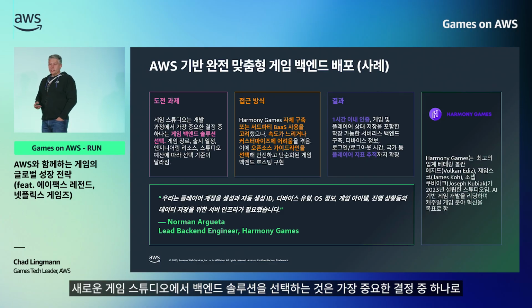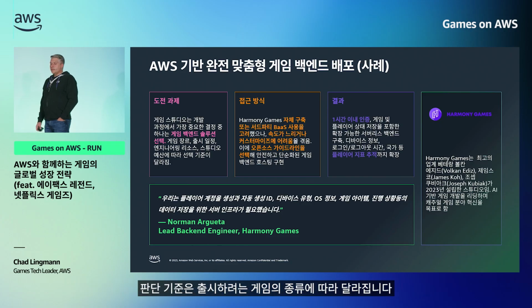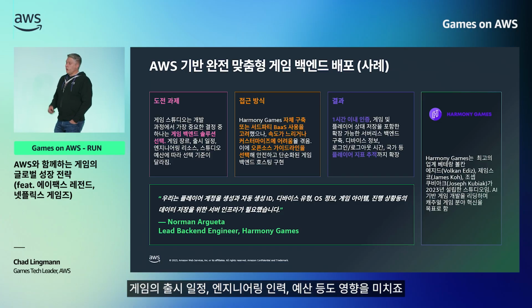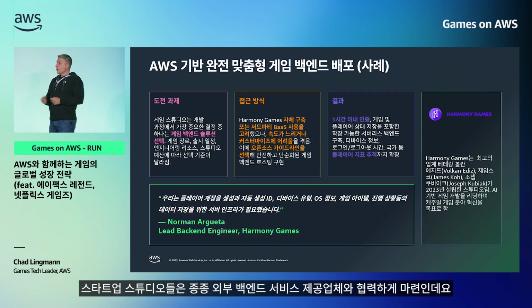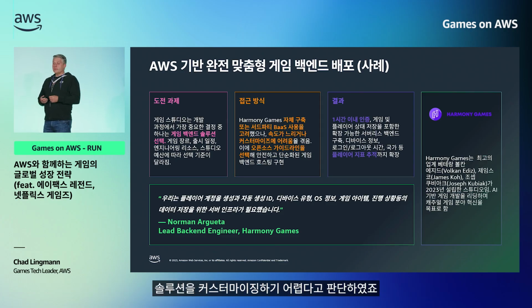Selecting a game backend solution, as we mentioned before, is one of the most significant decisions that you make in standing up a new game studio. The decision criteria varies depending on the type of game being released, the game launch timeline, the available engineering resources, and the studio budgets as well. Building a backend from scratch can take a significant amount of time, whereas partnering with a third-party backend-as-a-service provider is a common choice for startup game studios. But Harmony was finding that solution difficult to customize for their game.